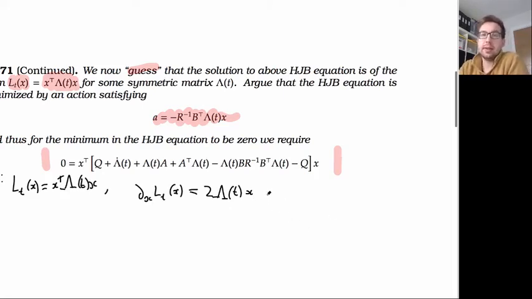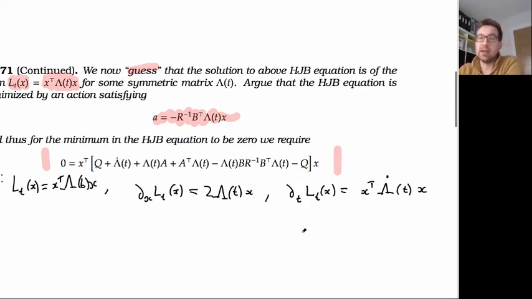Further, I can differentiate it with respect to time. Assuming that this function lambda of t is differentiable, I'm going to end up with the derivative of just each component of this matrix. So x transpose lambda dot of t x, where lambda dot means the derivative of each component of this matrix. Right, so that's fine.